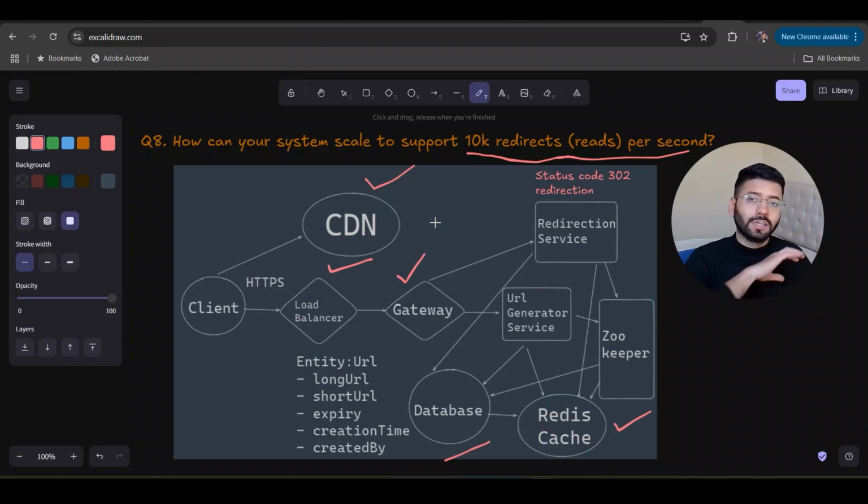When the response is given by the CDN, your request doesn't even go to the complete system, it doesn't reach the servers or the database, so everything is handled by the CDN itself. So it would really help in scaling things. Also it would make things very fast.